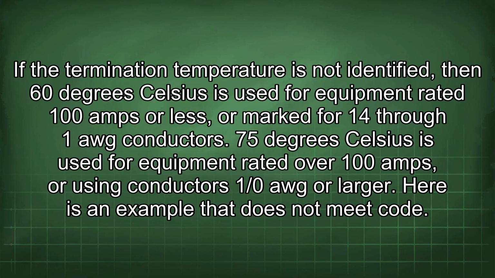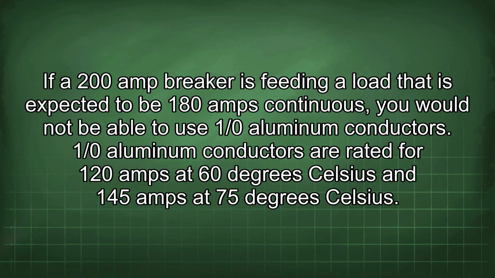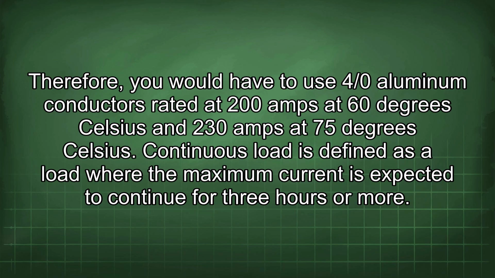Here is an example that does not meet code. If a 200 amp breaker is feeding a load that is expected to be 180 amps continuous, you would not be able to use 1/0 aluminum conductors. 1/0 aluminum conductors are rated for 120 amps at 60 degrees Celsius and 145 amps at 75 degrees Celsius. Therefore, you would have to use 4/0 aluminum conductors rated at 200 amps at 60 degrees Celsius and 230 amps at 75 degrees Celsius.